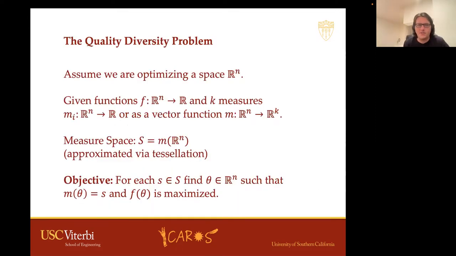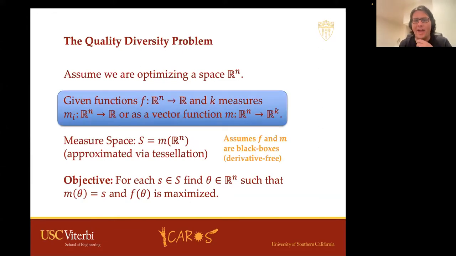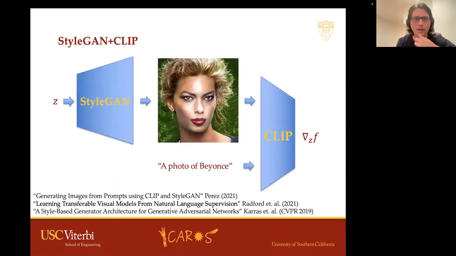And the main observation we made for this was that we're really treating F and M like black box functions. So we're saying that we don't have derivative information at all on these functions. And QD up to this point has been a black box optimization problem where we approximate gradients or do something like that. And I was really inspired by a lot of the work in the generative art community once OpenAI's CLIP came out.